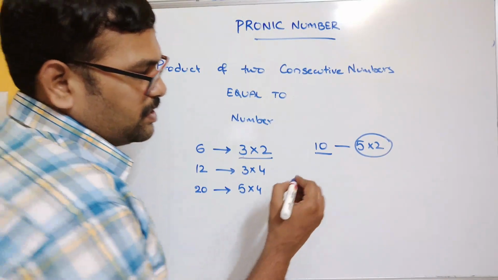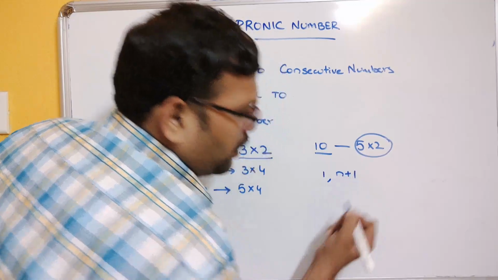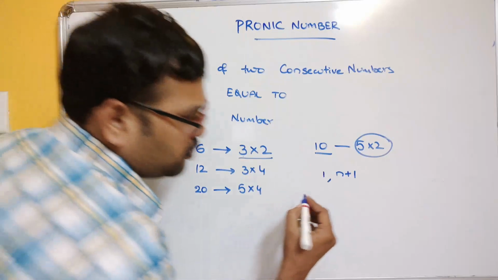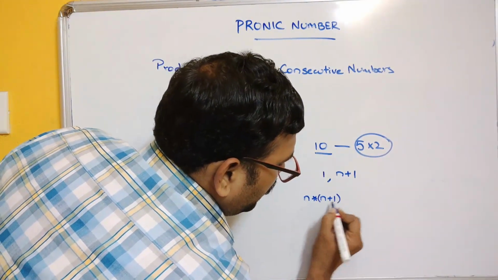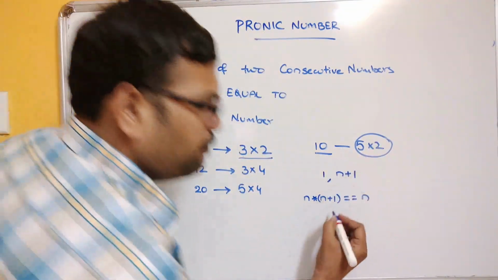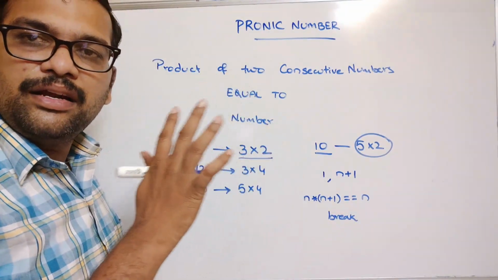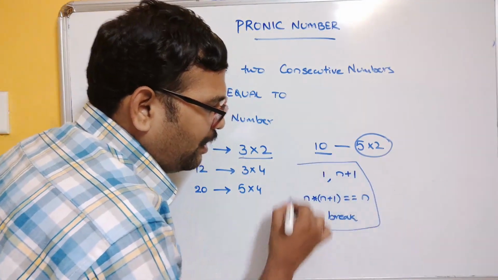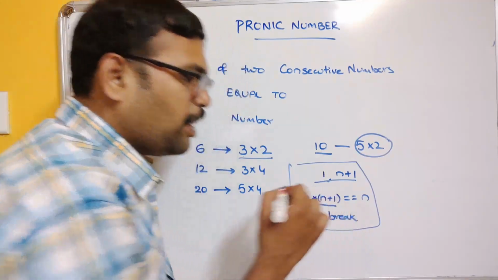So simply we can start iterating from 1 to n plus 1 and just multiply and compare with that number. So I will multiply the consecutive numbers n into n plus 1, right? If this is equal to n, simply we can break the statement. Otherwise we can say it is not a Pronic number. So we have to iterate from 1 to n plus 1 and we need to find all the consecutive products.